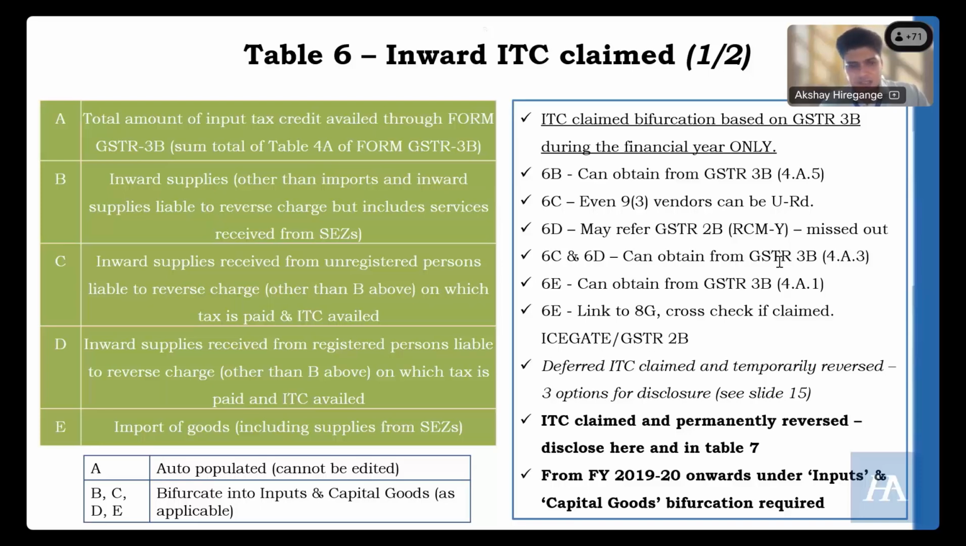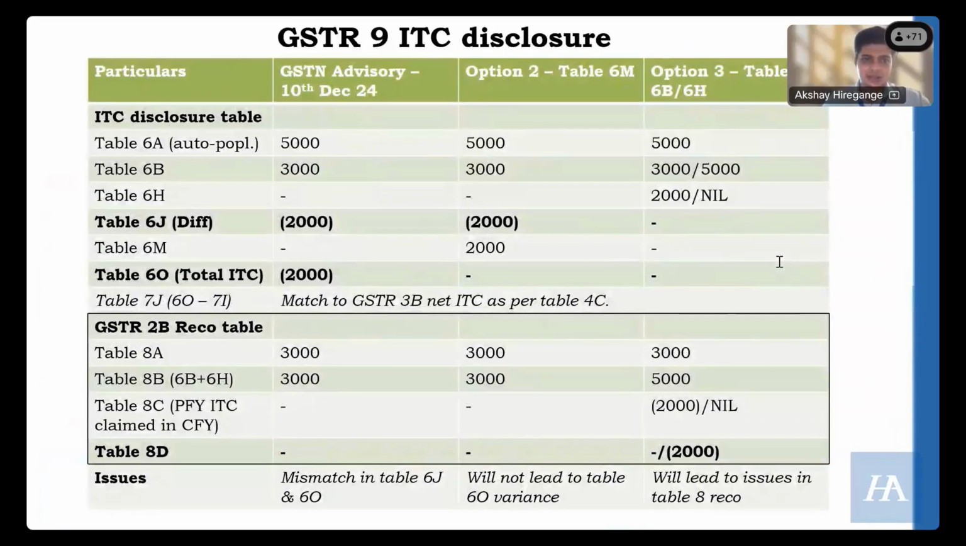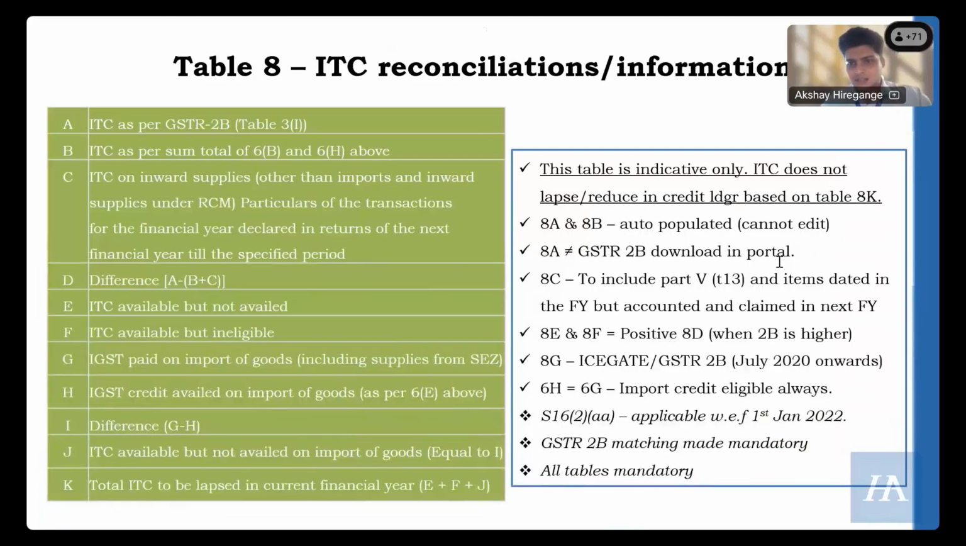Some unknown vendors have uploaded ITC on our portal and the same was not considered in any of the 3B nor reversed. How do we treat this? So to this extent, if you go to table 8, in table 8A, this unknown vendor data will be reflecting. It won't be in 6B and 6C. That means it will come as a positive difference in 8D.